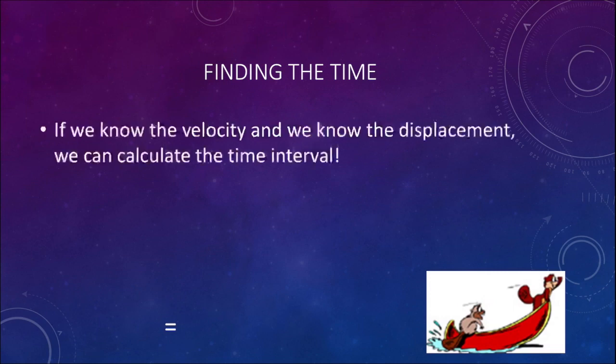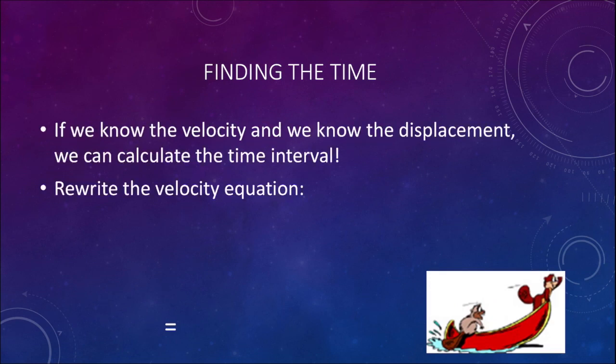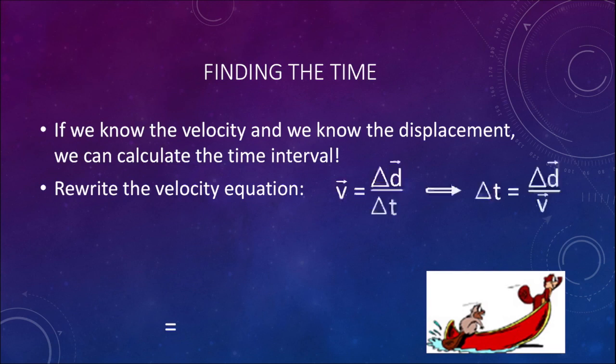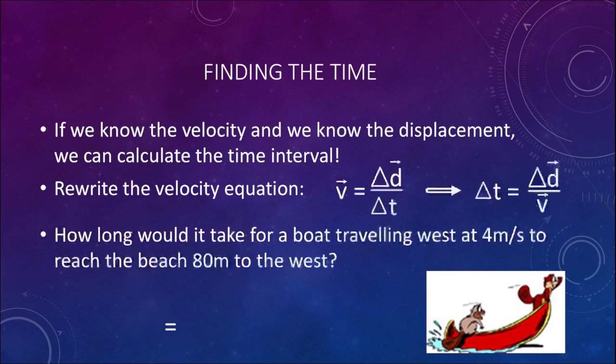If we know the velocity and we know how far an object traveled, we can calculate how long it took to get there. The same as with the displacement, you rewrite the equation v equals d over t and solve for t. You will find the time interval is your displacement divided by your velocity. For example, how long would it take for this boat traveling west at 4 meters per second to reach a beach that is 80 meters to the west?